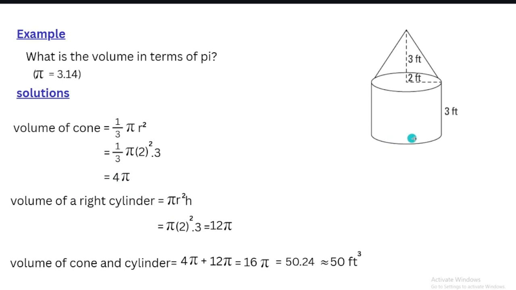And the volume of the right cylinder, it has the same radius of the circle and also the same height. The volume of the cylinder is pi r squared h, equal pi times 2 squared times 3, equal 12 pi. The whole volume is the sum of these two volumes, equal 16 pi. He said that pi equals 3.14. He wants the answer in decimal, and we will see it's approximately 50 feet cubed.